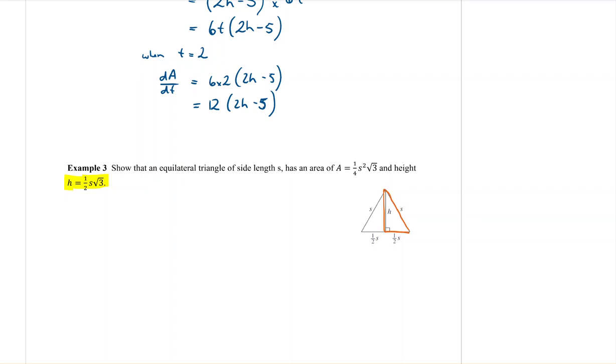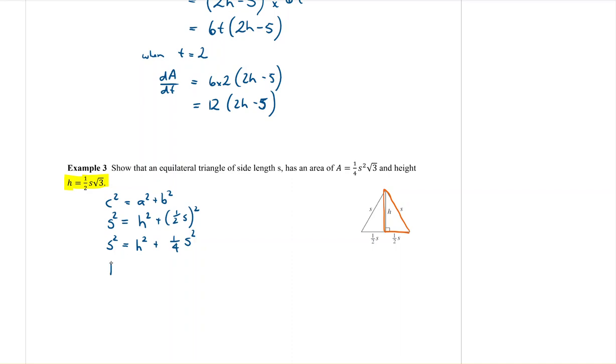Pythagoras' theorem says that the hypotenuse squared is equal to the two shorter sides squared and added together, correct? That's our Pythagoras' theorem. I have s squared for my hypotenuse is equal to shorter side h squared, and my other shorter side is a half s all squared. I put that in brackets because you have to remember to square that half as well. So if I do that, I'm going to get s squared equals h squared plus, squaring the half, a quarter s squared.